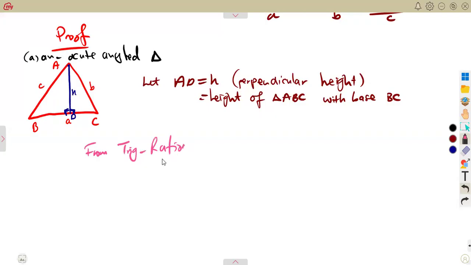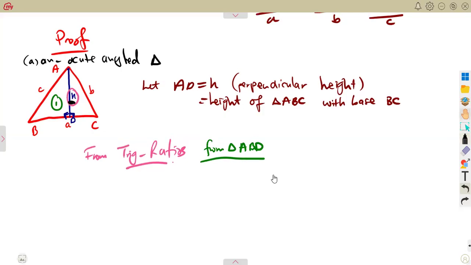From the trig ratios, we can have this h being written in terms of the angle B and also the angle C. So let us try to obtain something in terms of h. All right, let us consider the first triangle, which is triangle ABD. We want to write something in terms of h. From triangle ABD, we are going to notice that from this h, we can obtain a ratio which includes the h.